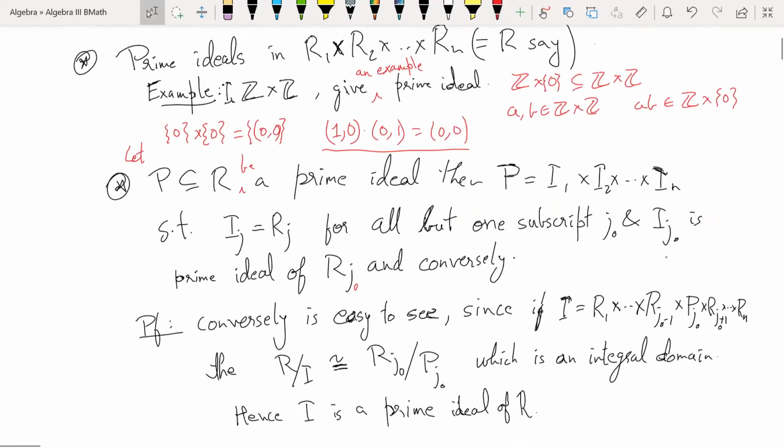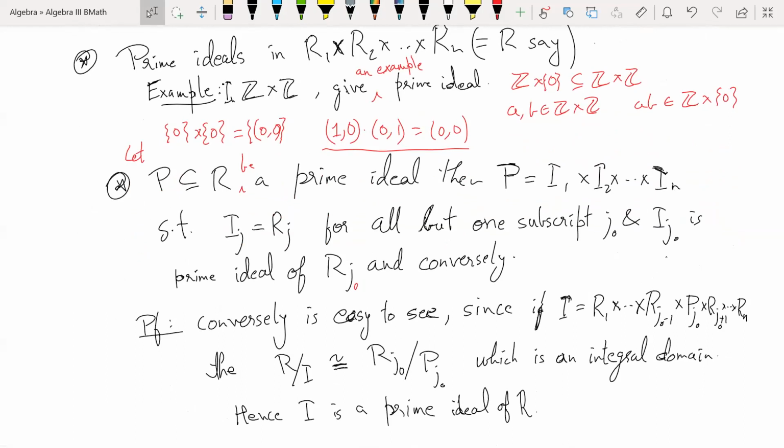So let's see a proof. The converse is easy to see, since if you take I to be R_1 to R_(j0 minus 1), then P_j0 cross R_(j0 plus 1) cross R_n, then R mod I is just R_j0 mod P_j0, because the other factors will cancel.